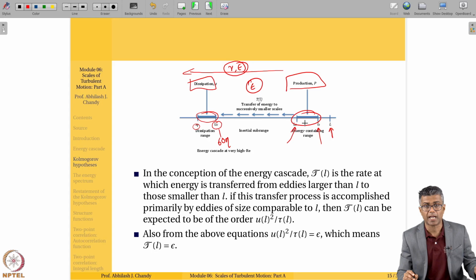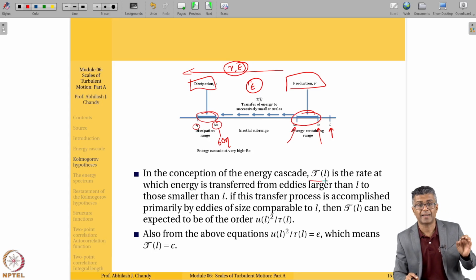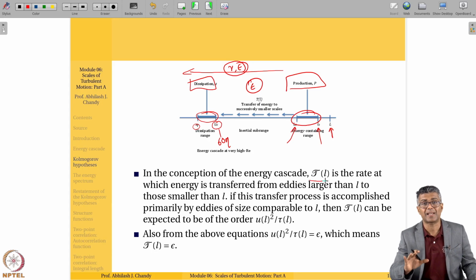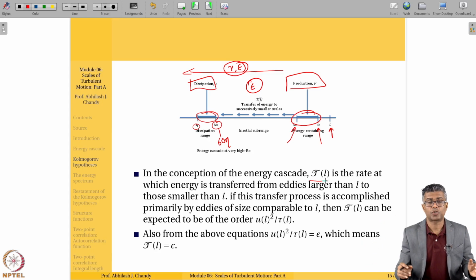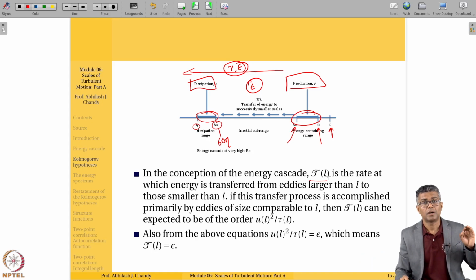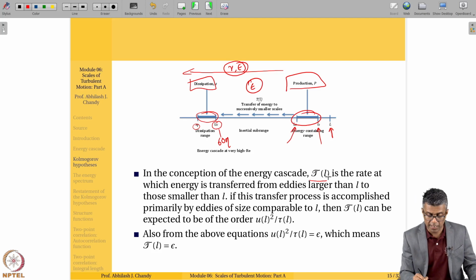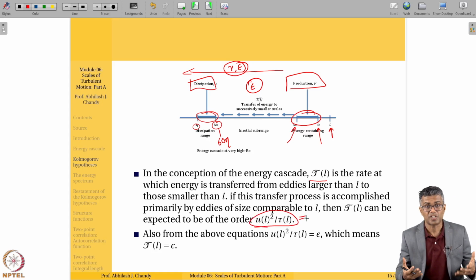In the conception of the energy cascade, T of L is the rate at which energy is transferred from eddies larger than L to eddies smaller than L, because it goes from the large length scale to the small length scale. Now, if the transfer process is accomplished primarily by eddies comparable to L, then T of L can be expected to be of the order of U_L squared over tau_L. What is this? Like dissipation. You would think this transfer occurs at the same rate at which dissipation happens.